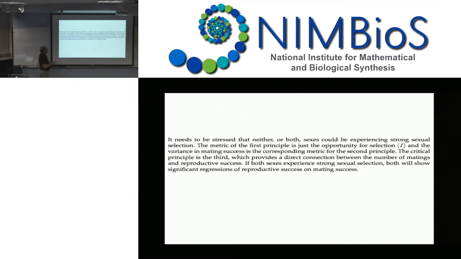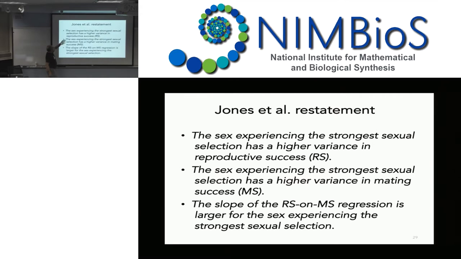So again, I said here, it needs to be stressed that neither or both sexes could be experiencing sexual selection. If I go back in here, variance in reproductive success, you can talk about an opportunity for selection based upon reproductive success. You can talk about an opportunity for selection based upon mating success. Neither one of these by themselves is a sufficient metric for sexual selection. Just because there's a significant variance in mating success does not mean that sexual selection is occurring. You need the connection that more mating equals more offspring. That's a connection that needs to be made.